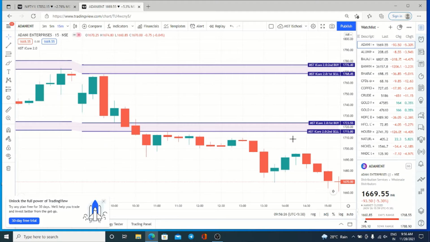See the low. The low was 1660. From 1768 to 1660, around 1000 points profit yesterday in Adani Enterprise as per our indicator. Strictly, how to use it: keep stop loss and keep target. When you keep stop loss and target along with the perfect entry, you will not have any emotional fear. That is the beauty of our indicator.